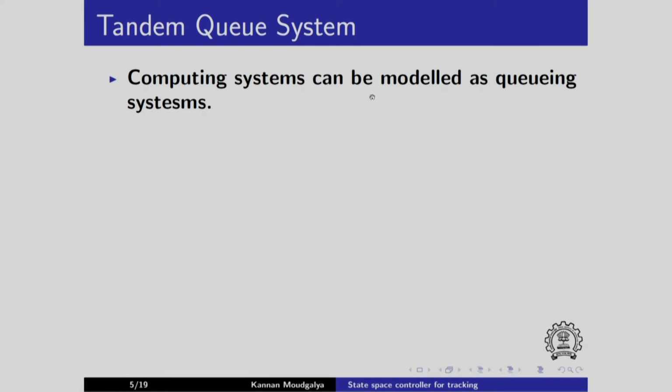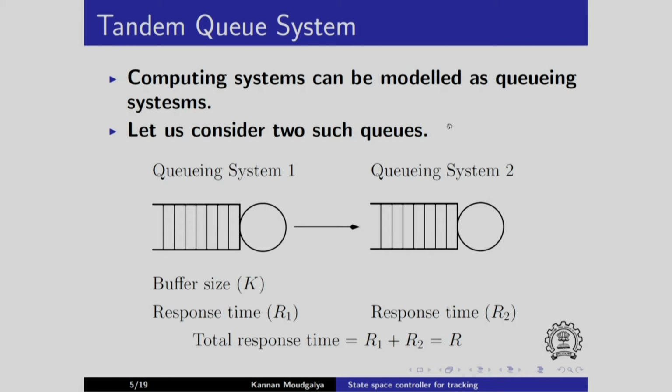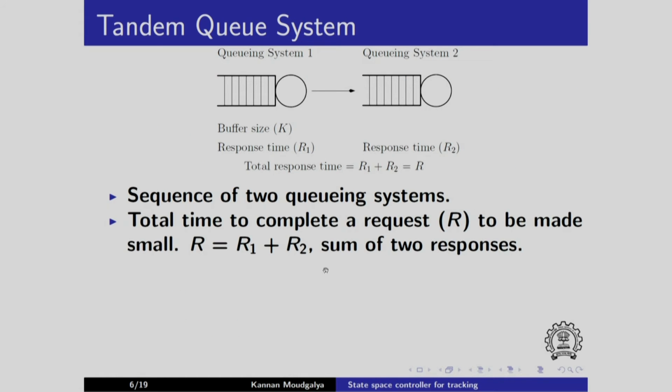Computing systems can be modeled as queuing systems. Let us consider two such queues. First queue is here, second queue is indicated here schematically. There is a buffer size of K. The first queue has a response time R1, second queue has a response time R2. They are in sequence, so the total response time is R1 plus R2. It is equal to R. R is the sum of these two, as mentioned earlier.